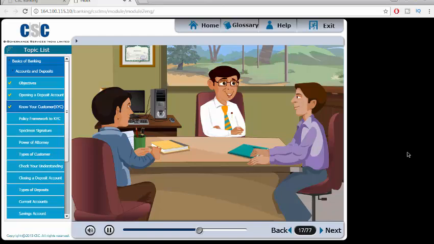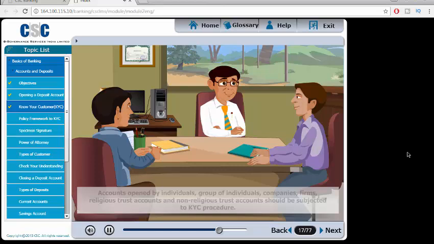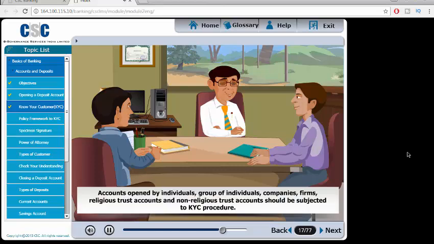KYC guidelines have to be compulsorily adhered to by banks in regard to all of their customers who maintain domestic or non-resident rupee or foreign currency accounts with them. Accounts opened by individuals, group of individuals, companies, firms, religious trust accounts and non-religious trust accounts should be subjected to KYC procedure.